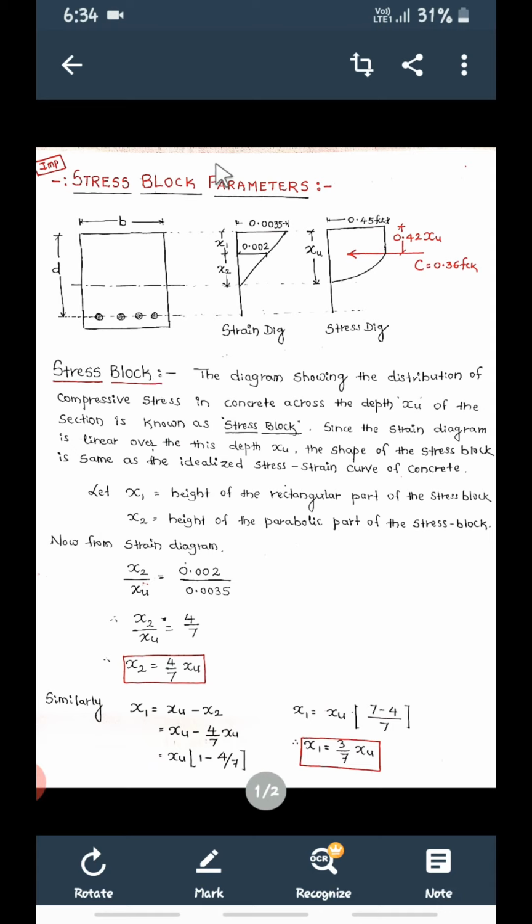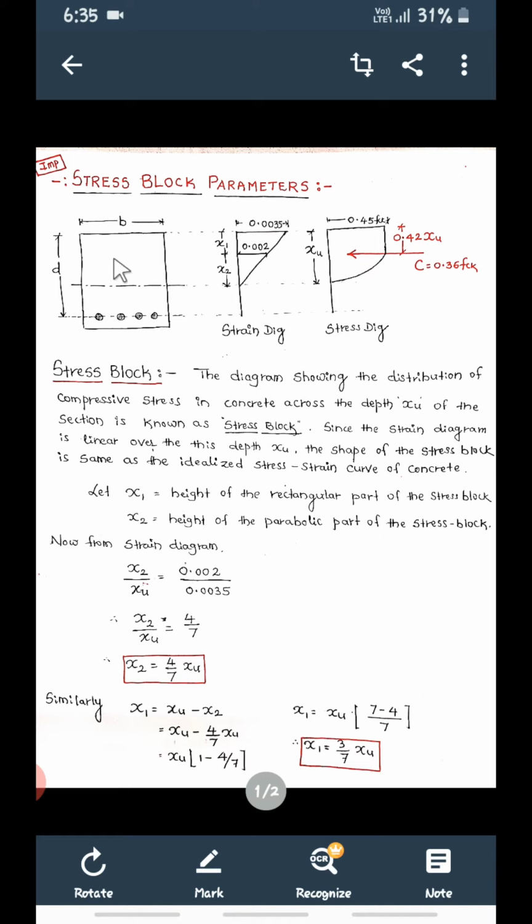So today we're going to study stress block parameters. This is one of the important terms we're going to use before the analysis of beams. In the previous case, we have seen the different values like total compressive force and total tensile force in the stress block. So the same diagram we're going to draw.